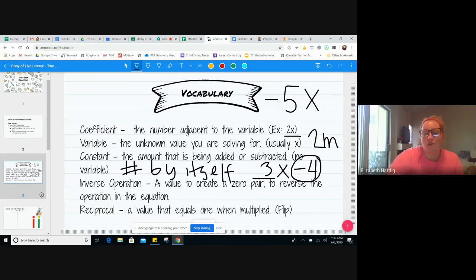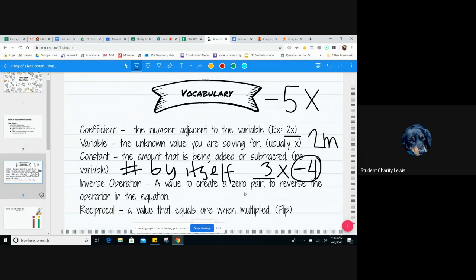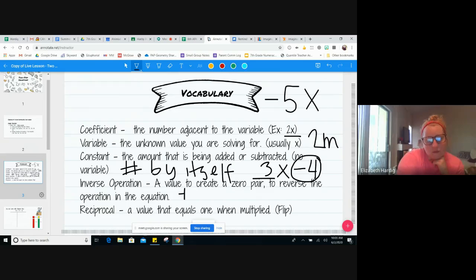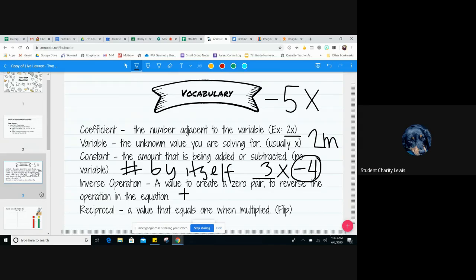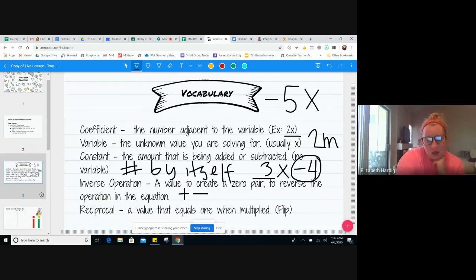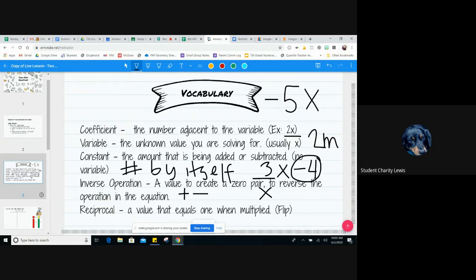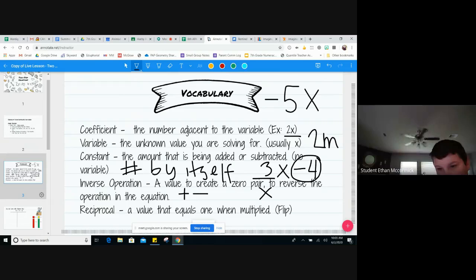And this minus 4 right here would be the constant because it was by itself. And then we have inverse operations, and these are values for operations that we use to create a zero pair or to reverse the operation. So what would the opposite of addition be? Subtraction. Very good. And then what would the opposite of multiplication be? Division. Very good.